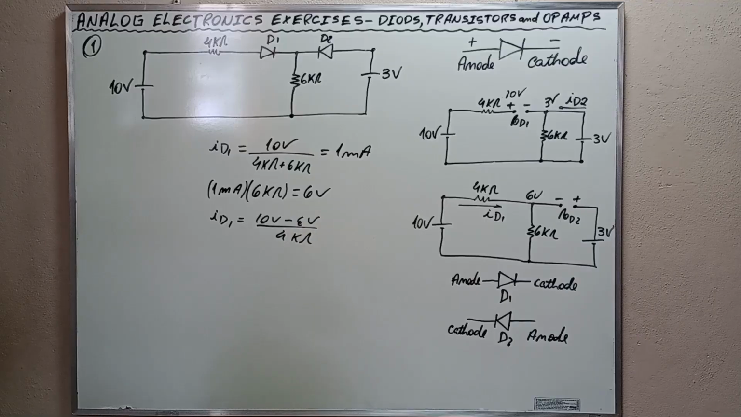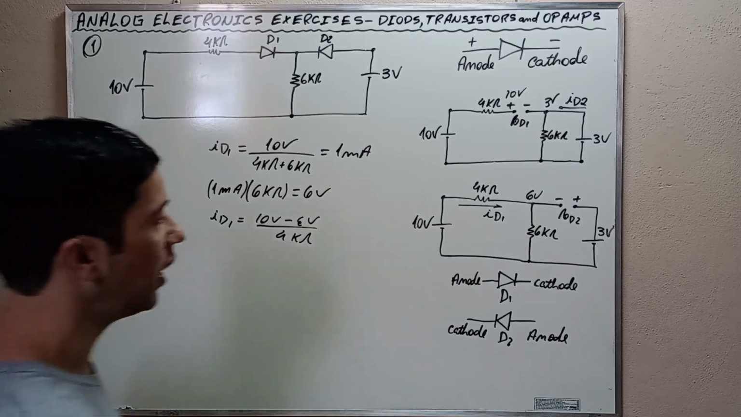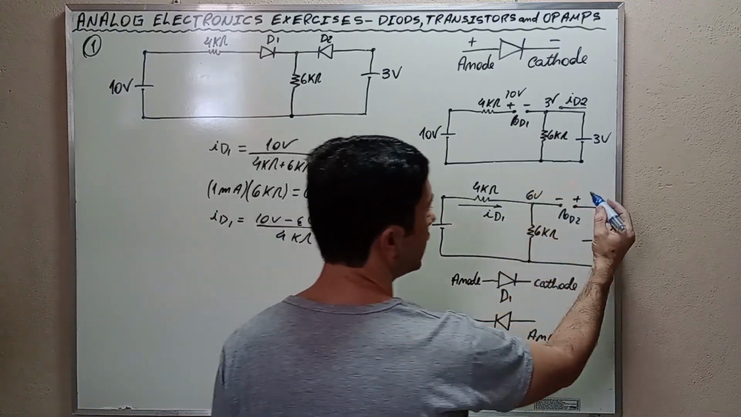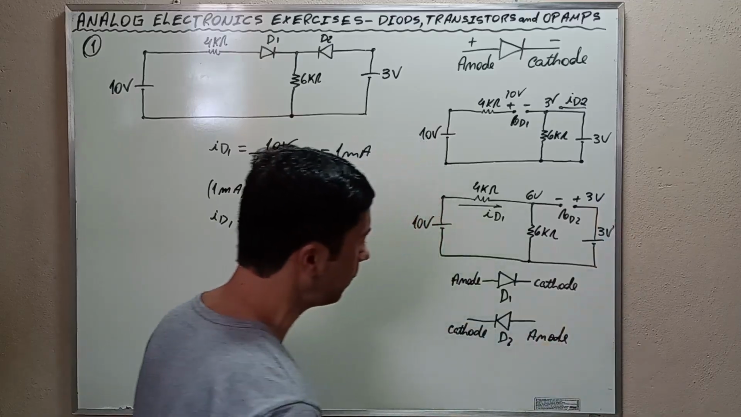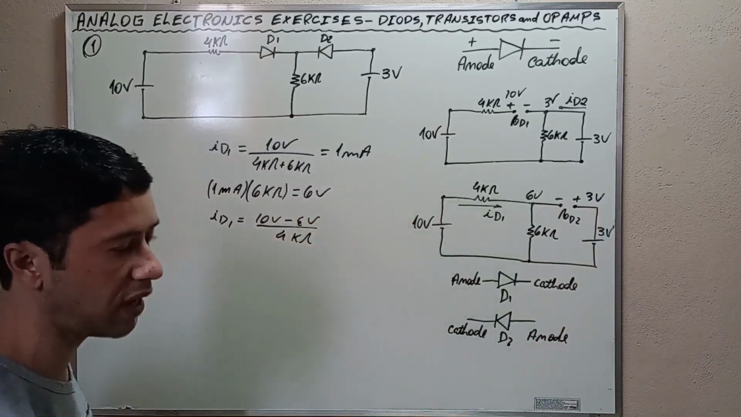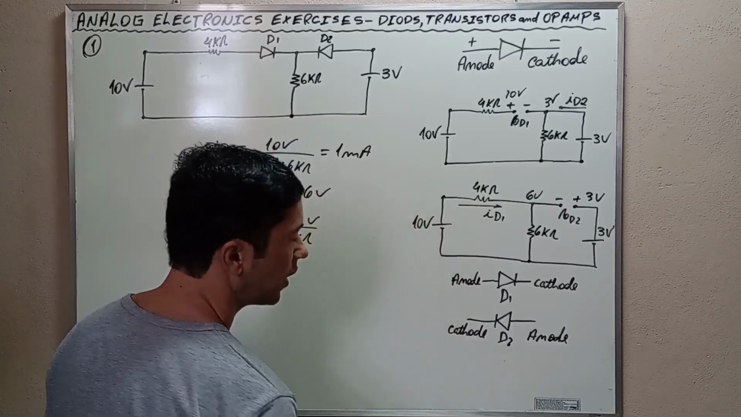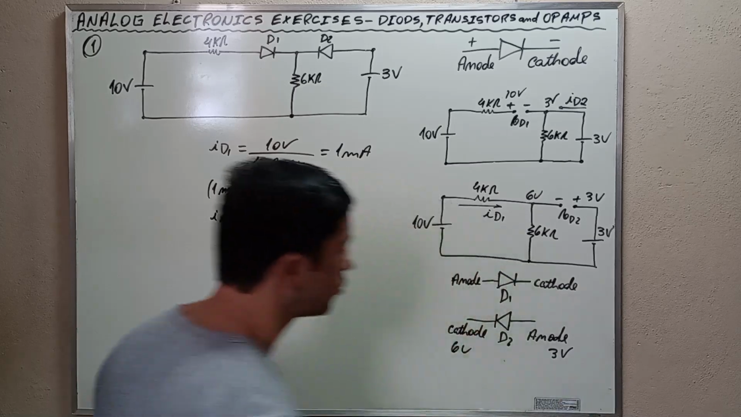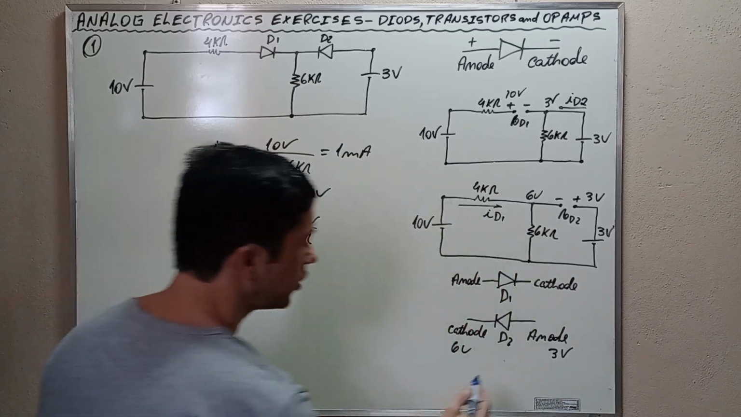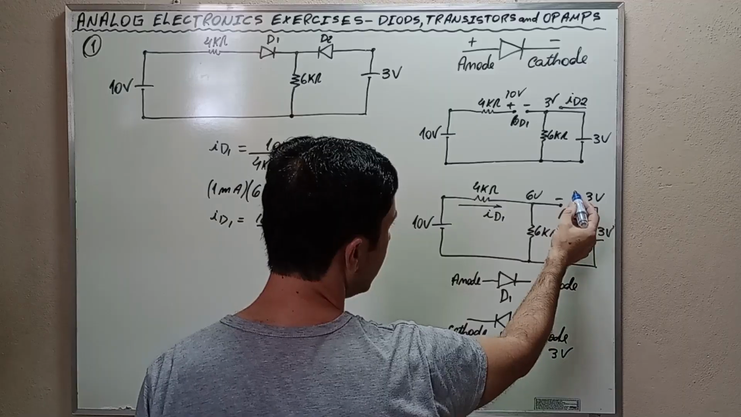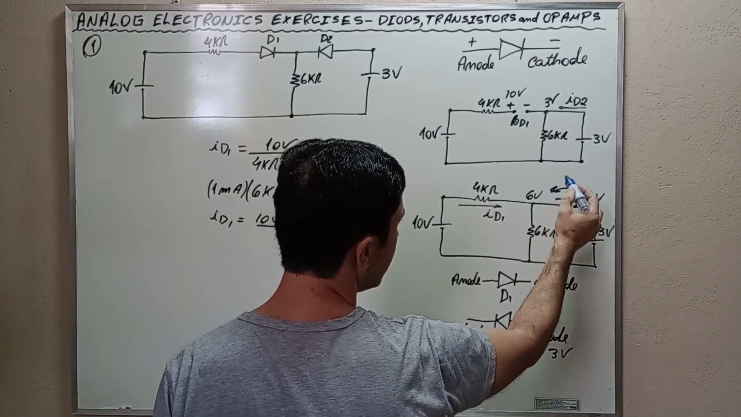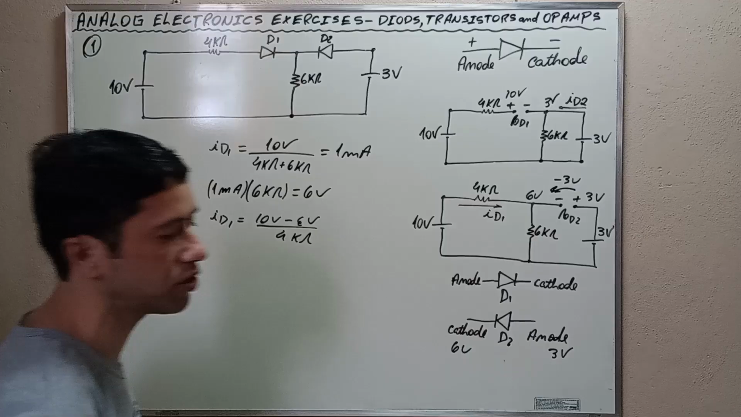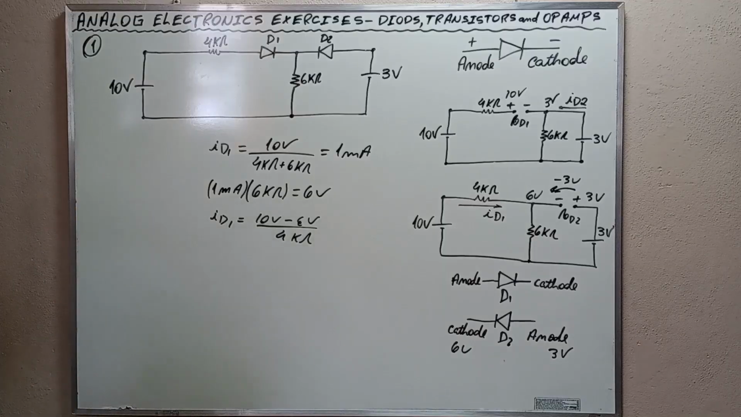Thus, VD2 is equal to negative 3. I have here 6 volts and I have here 3 volts. Let's look at diode 2. The cathode is at 6 volts and the anode is at 3 volts, and the voltage is negative 3 volts, because the cathode is higher in potential by 3 volts than its anode.